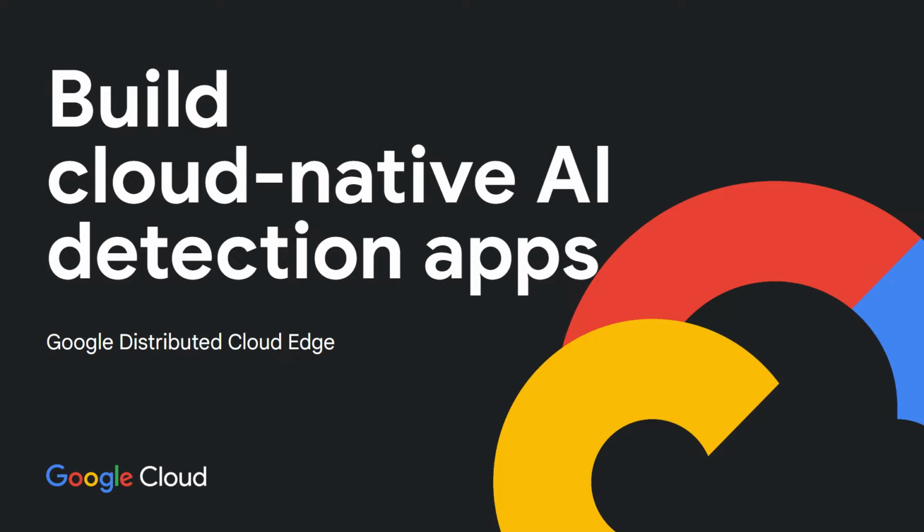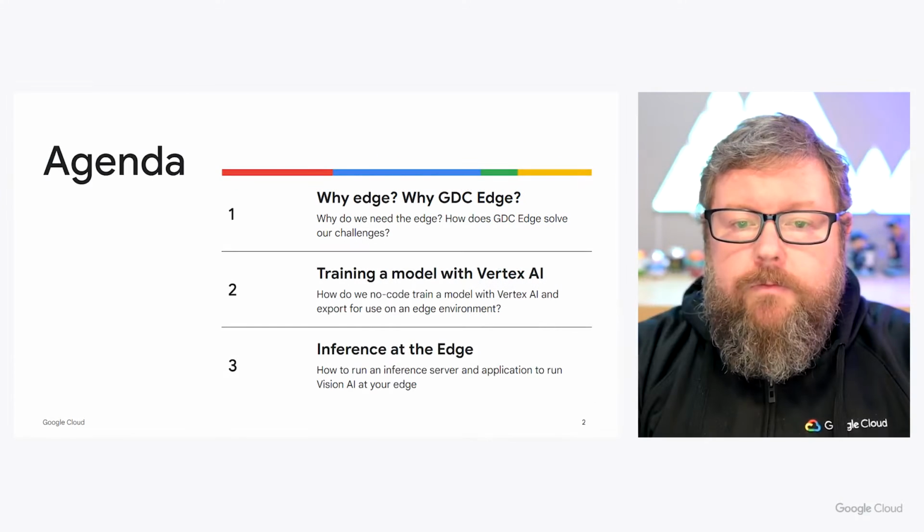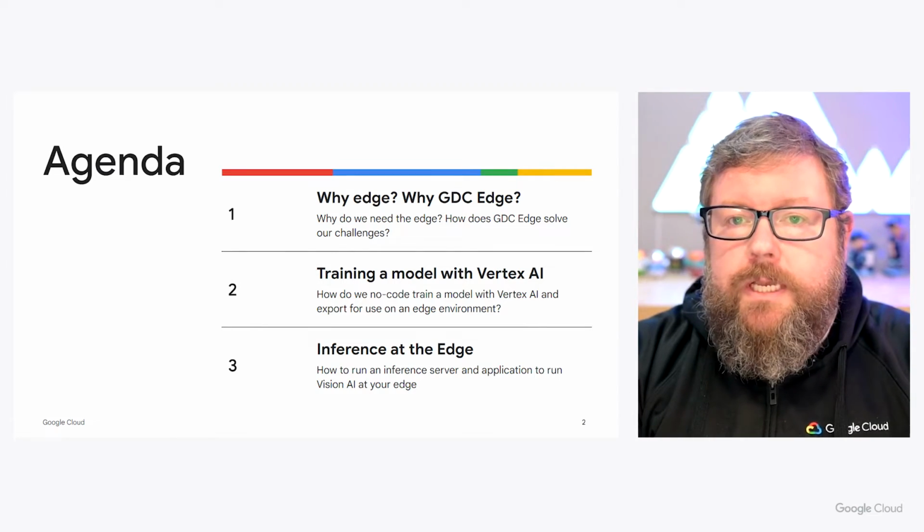In this video, we'll be developing and deploying a cloud-native AI detection application built for the edge. We're going to walk through why we want to use the edge. We'll then walk through some training and how we train our model using Vertex AI up in the cloud. And then we'll follow up by actually running the inferencing at that edge.